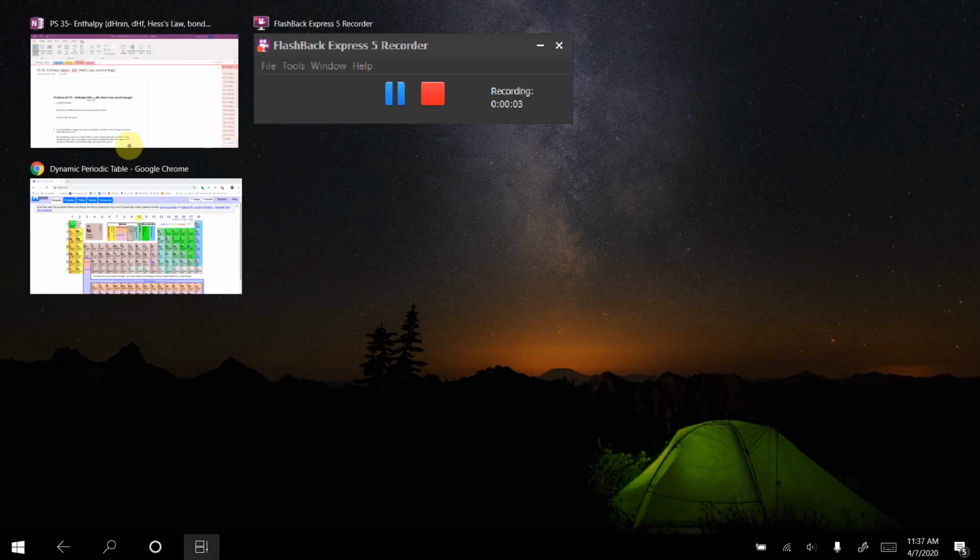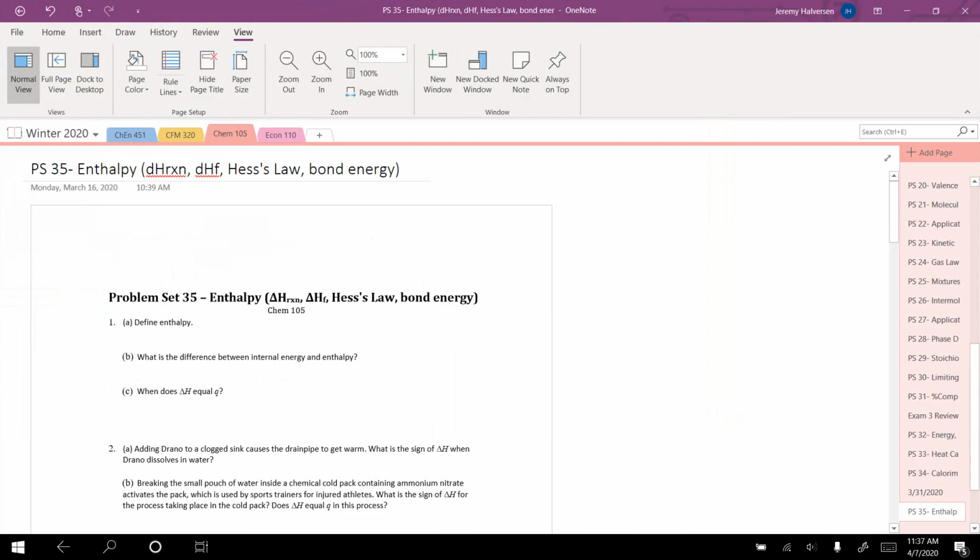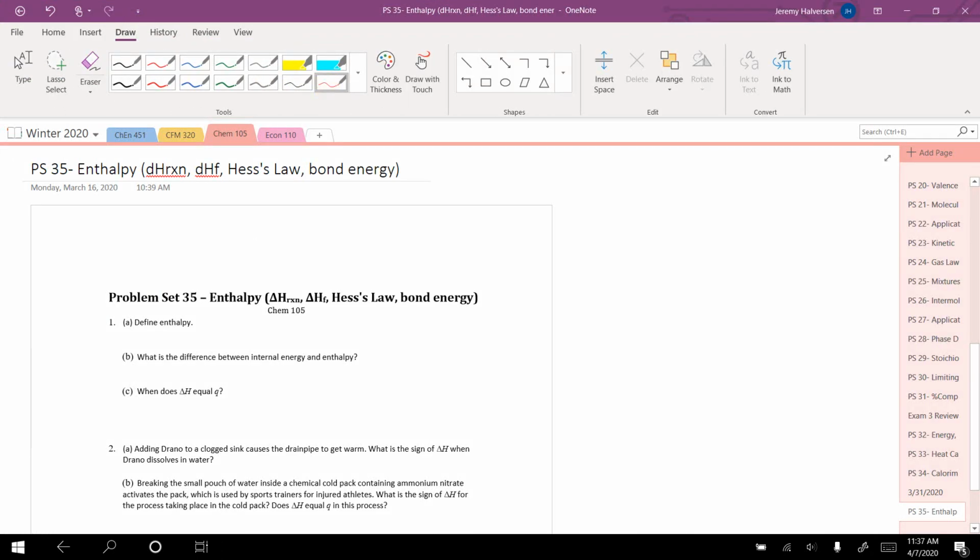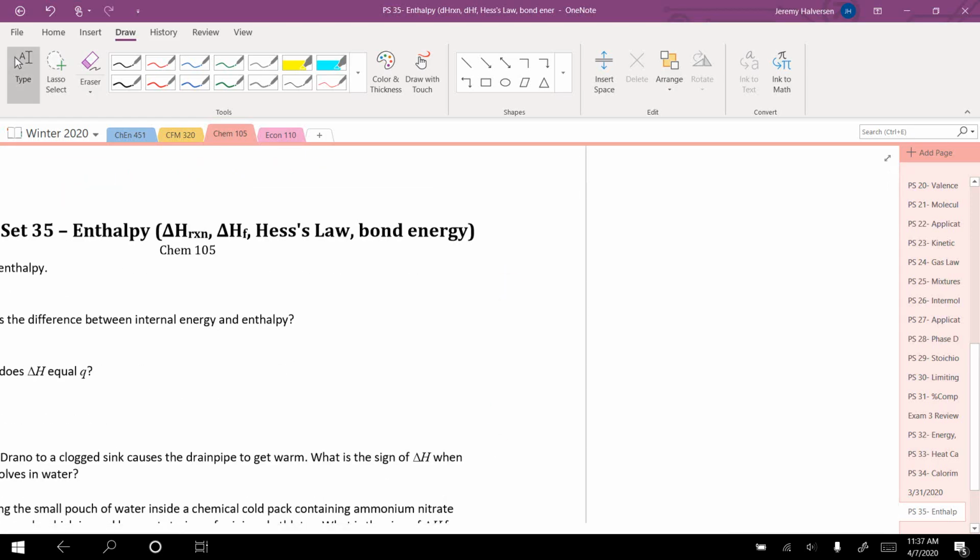Hey there, this is problem set 35, where we're going to introduce the idea of enthalpy. And we say introduce the idea of enthalpy, really we're not introducing it because we've been dealing with enthalpies previously when we've been talking about heat capacities. We've been using enthalpies when describing the heat of a phase change, right?